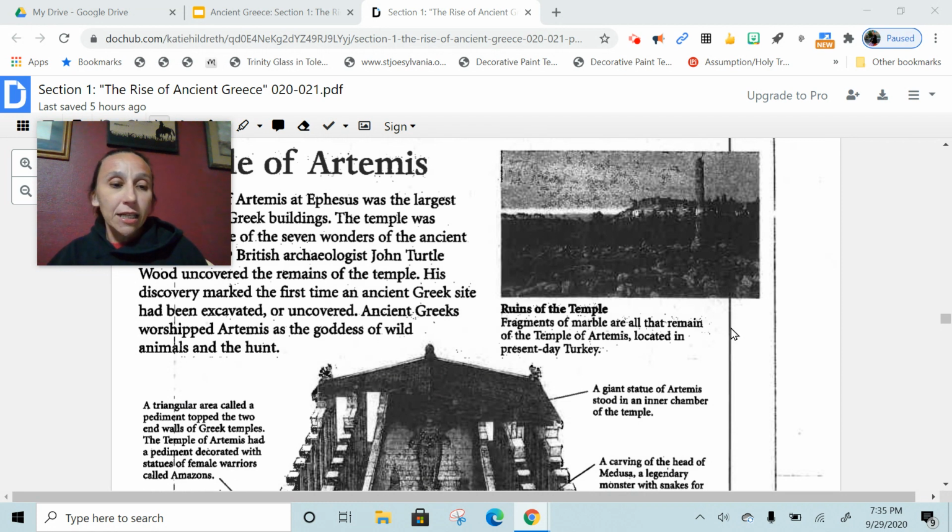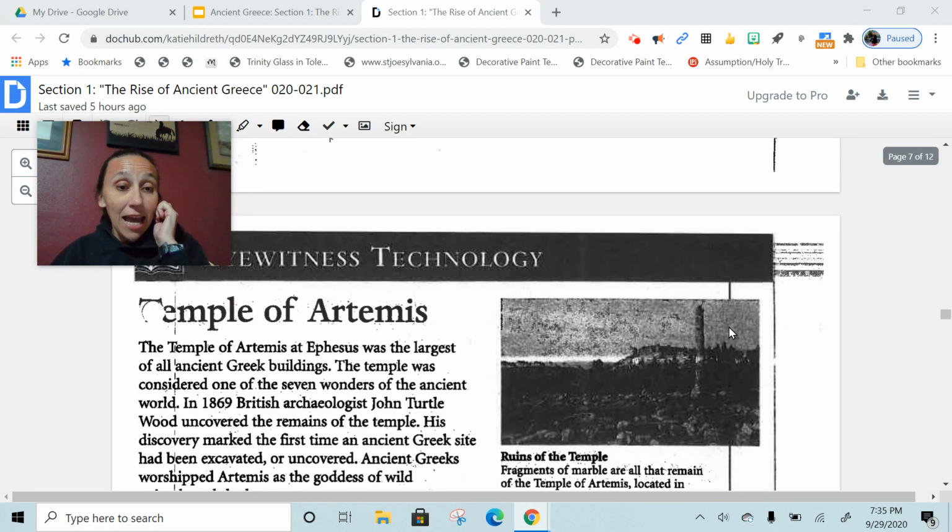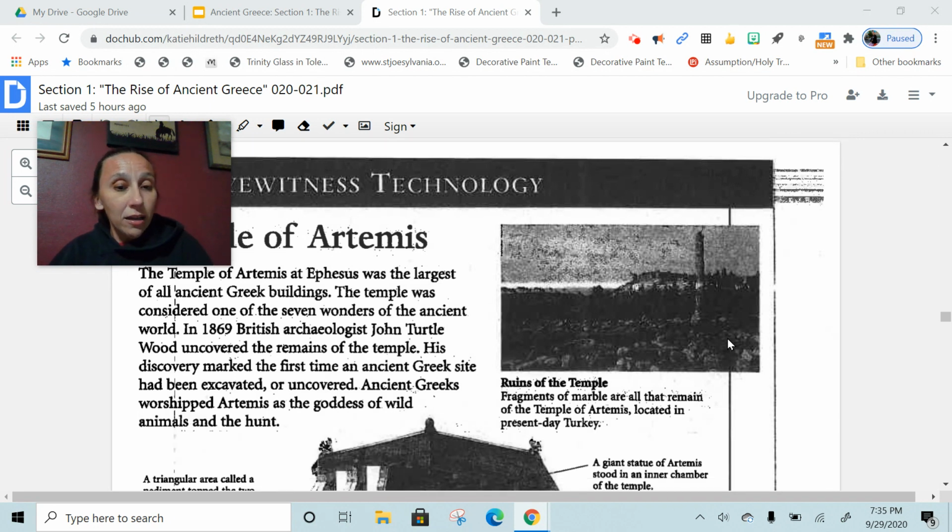I'm not going to read this. I'm just going to talk a little bit about it. The Temple of Artemis at Ephesus was the largest of all Greek buildings. The temple was considered one of the 7 wonders of the ancient world. In 1869, British archaeologist John Turtle Wood uncovered the remains of the temple. His discovery marked the first time an ancient Greek site had been excavated. Ancient Greeks worshiped Artemis as the goddess of wild animals and the hunt.